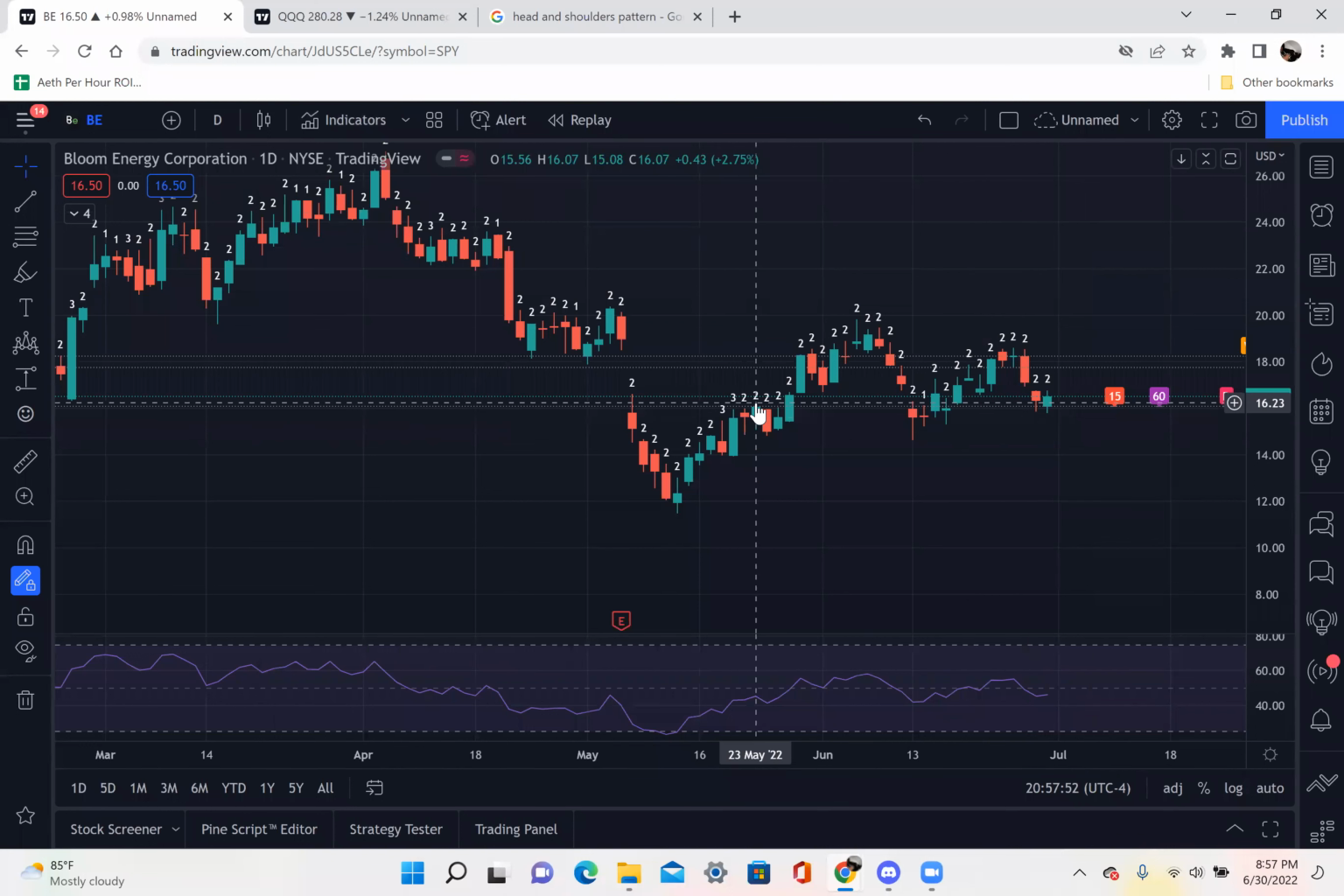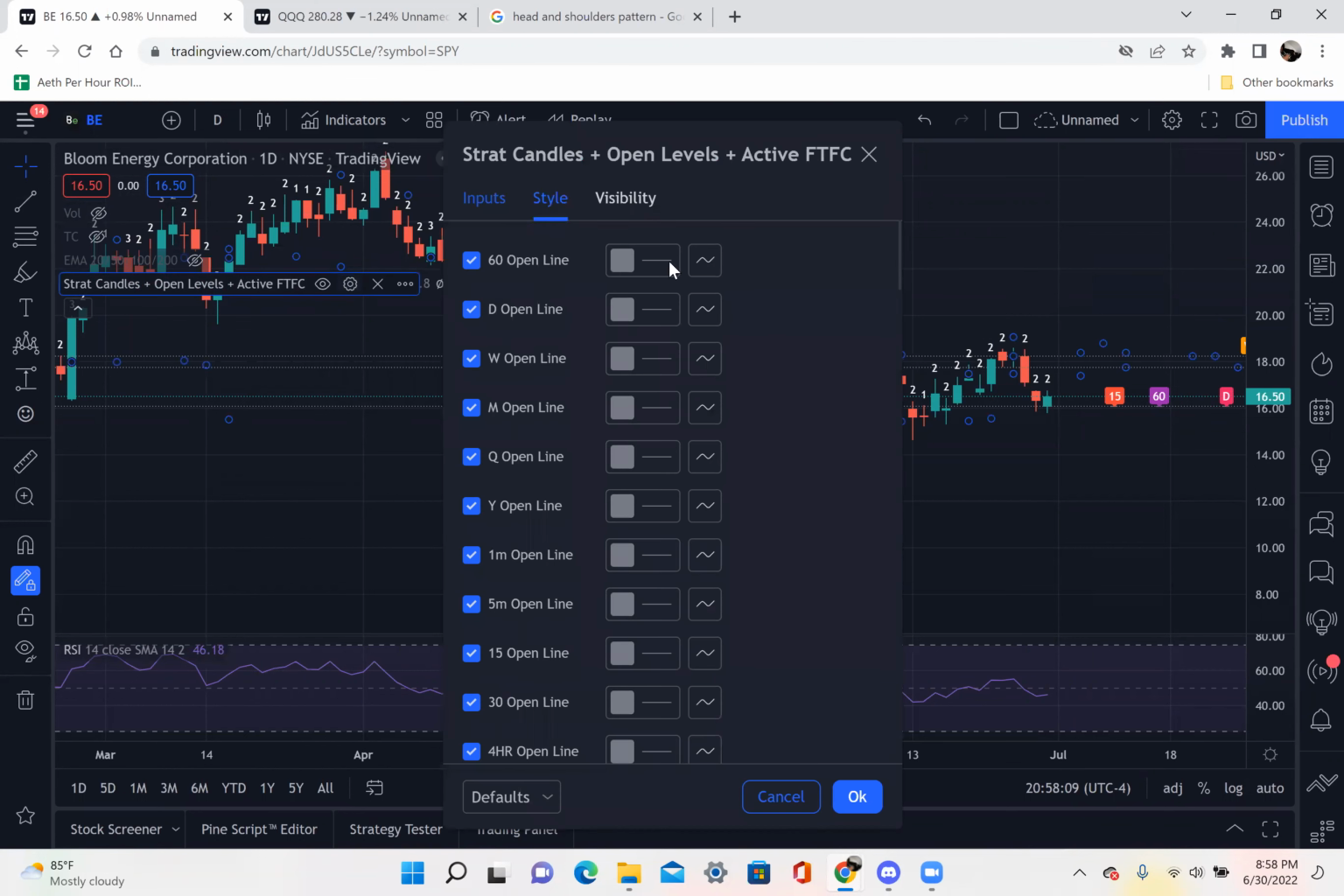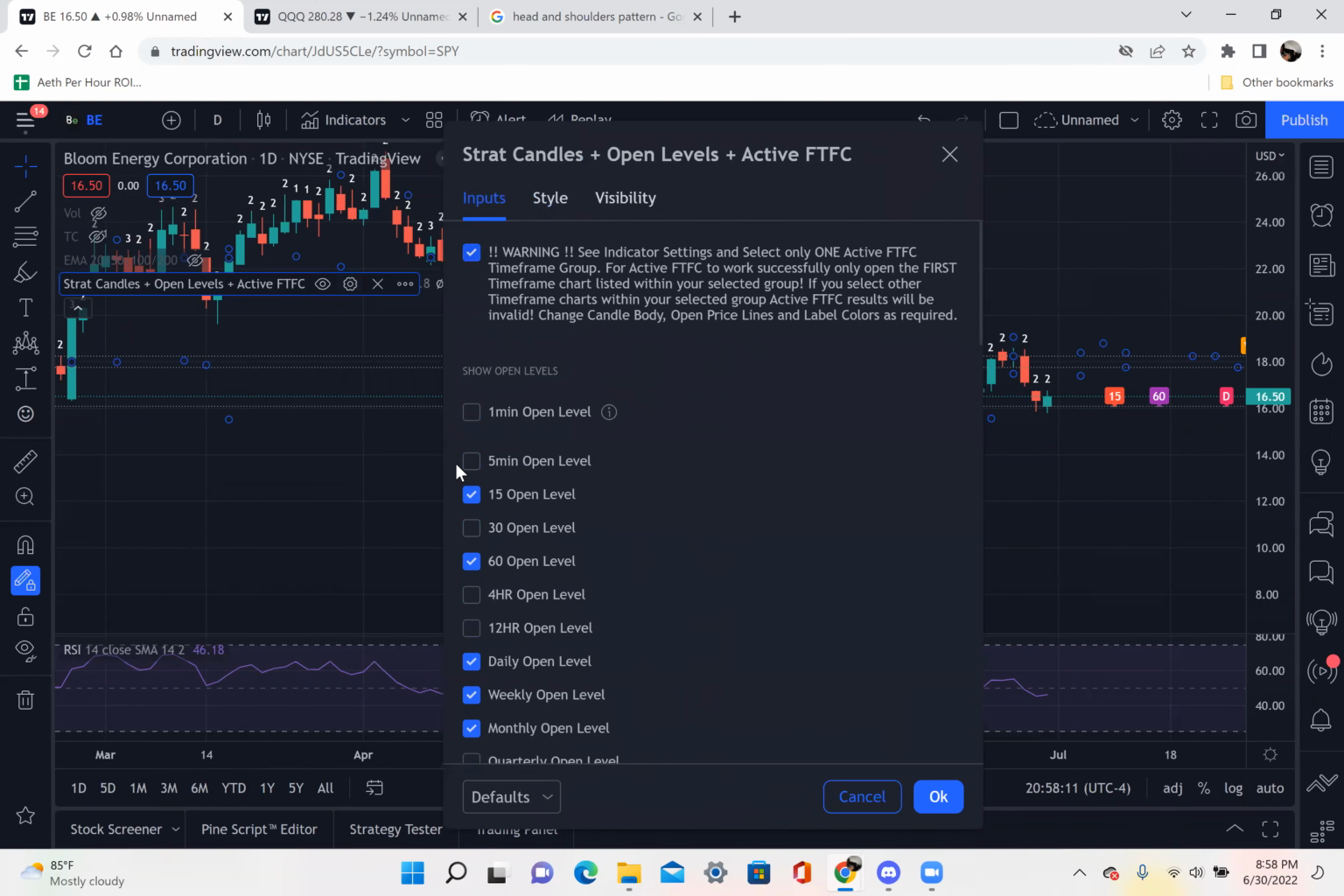When I'm done charting for you, just remind me and I'll tell you how to set it up. But you just click the Strat and then just make sure it's turned on. Once you type it in and you put it on, it's going to pop up here. You go to settings. Once you go to settings, you'll go to input. This is going to be checked.